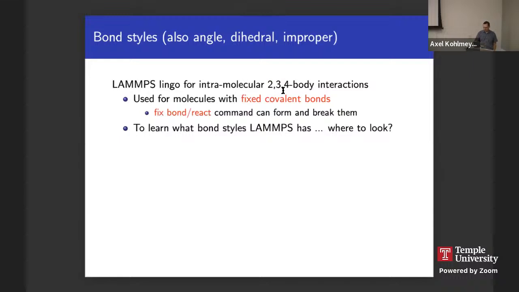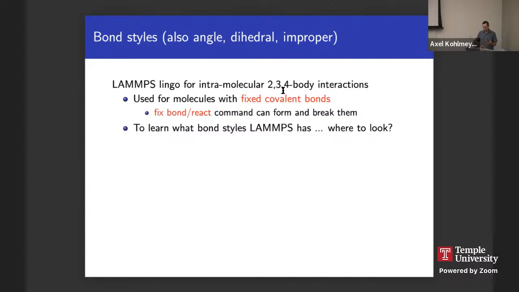Okay, so we talked about pair styles. Now we're going to talk about bond styles. And there's also the same thing for angle, improper, and dihedral. This is LAMMPS lingo for intramolecular 2, 3, or 4 body interactions. So this is a fixed covalent bond. If you want to break and form bonds, there's another fix called fix bond/react in the REACTION package.